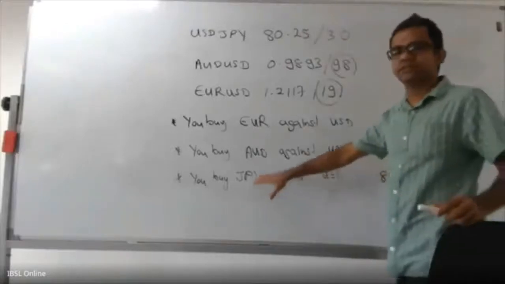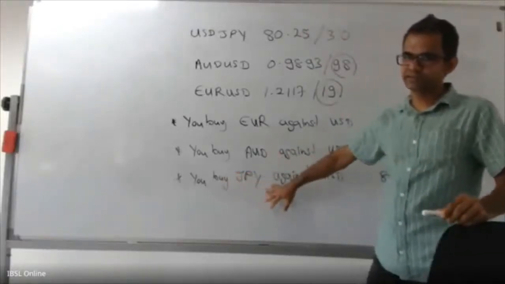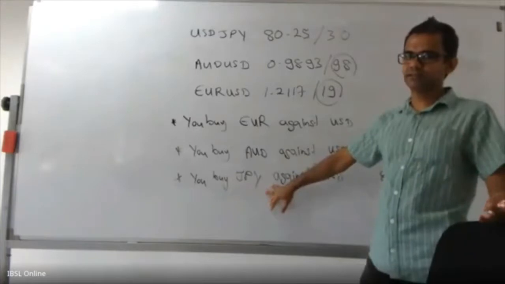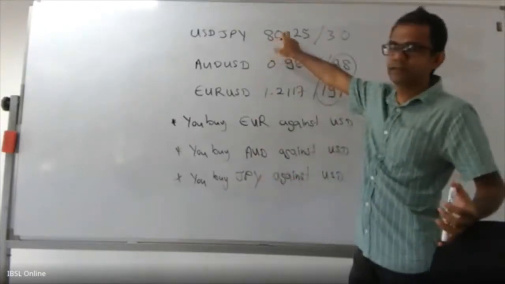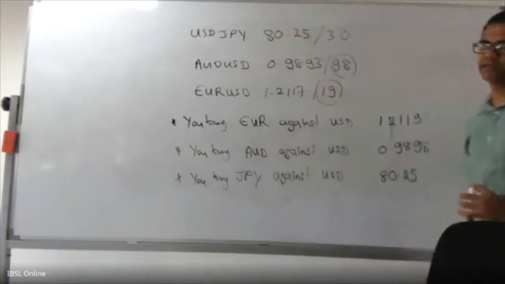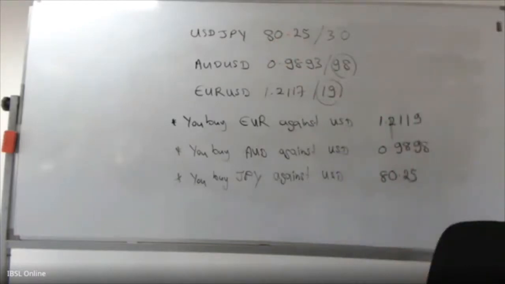Why is that? Because it's the counter currency. You buy counter currency means you sell the base currency. So you sell the base currency at the bid as the market taker. Clear?